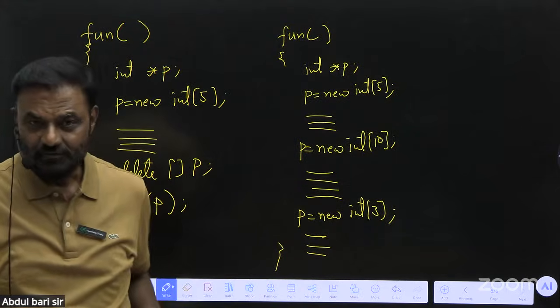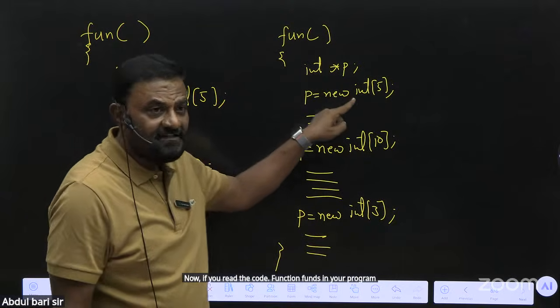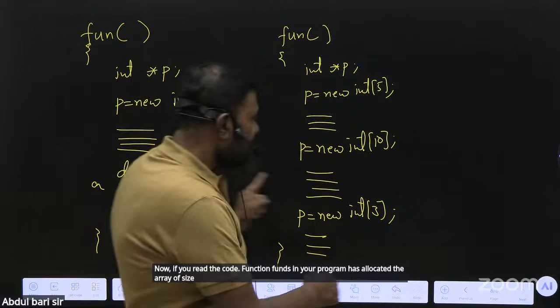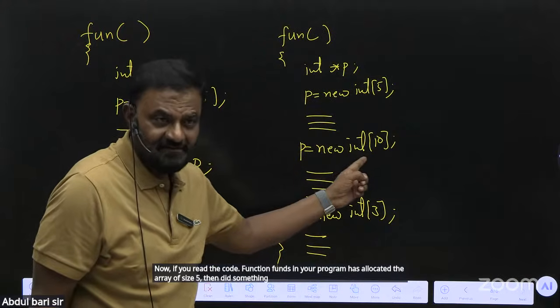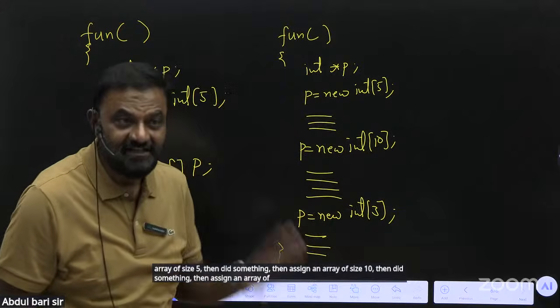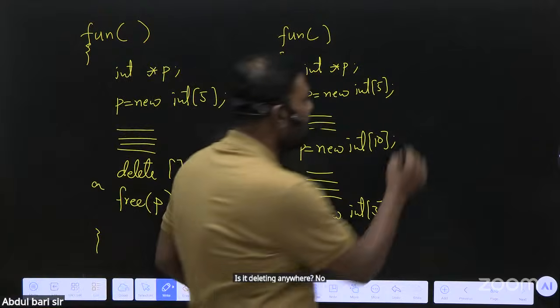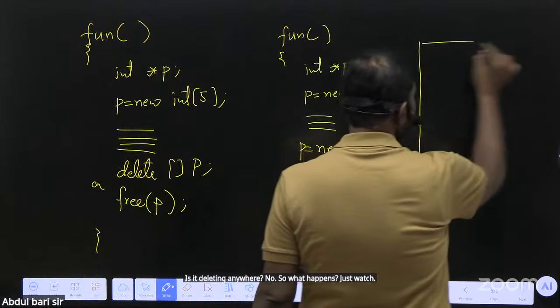Now, if you read the code, function fun in your program has allocated the array of size 5, then did something, then assigned an array of size 10, then did something, then assigned an array of size 3. Is it deleting anywhere? No. So what happens? Just watch.